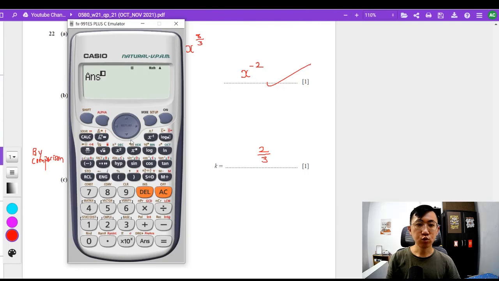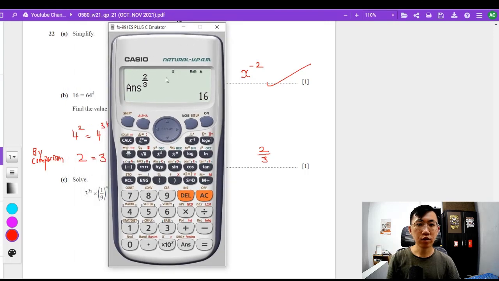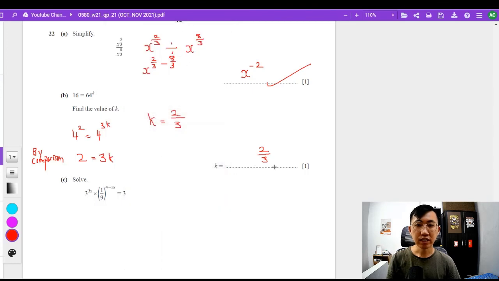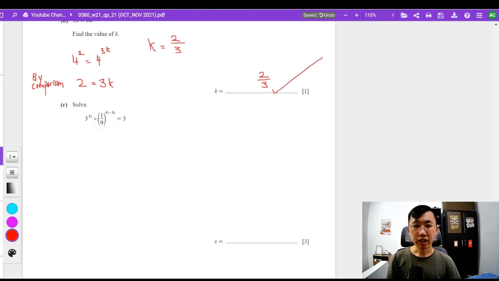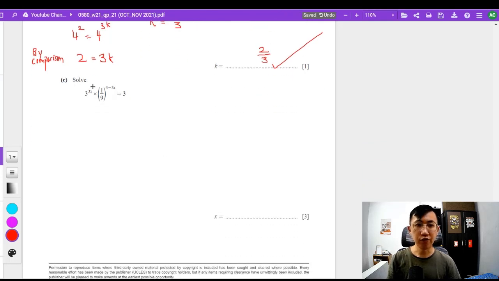64 to the power of 2 over 3. So is it getting 16 again? Let's find out. Equals 16. There you go. So we can check. 64 to the power of 2 over 3 will indeed get us 16. So that's how we know this answer is correct. Again, it's a 1 mark question, right? Straightforward.